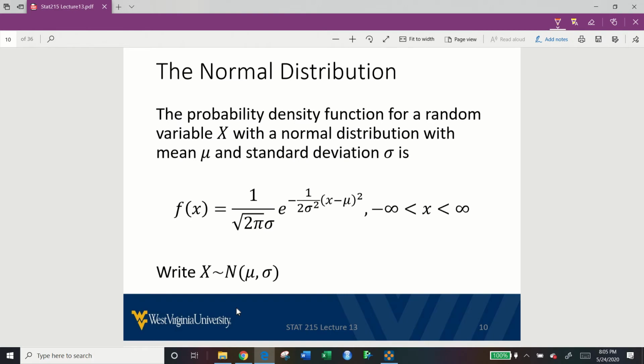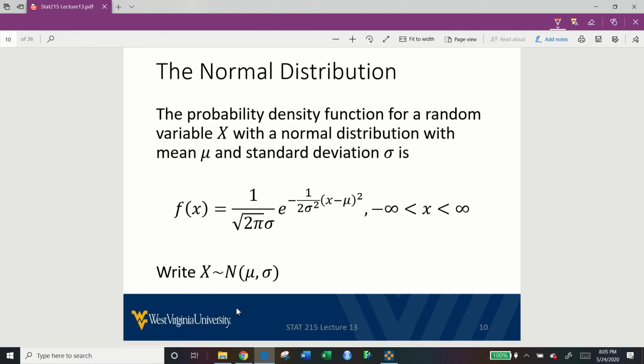So let's go ahead and define our PDFs for the normal distribution. The probability density function for a random variable x with a normal distribution with mean mu and standard deviation sigma is f of x equals 1 over the square root of 2 pi sigma times e to the negative 1 over 2 sigma squared, which is also the variance, times the quantity x minus mu quantity squared, on the bounds from negative infinity to infinity.